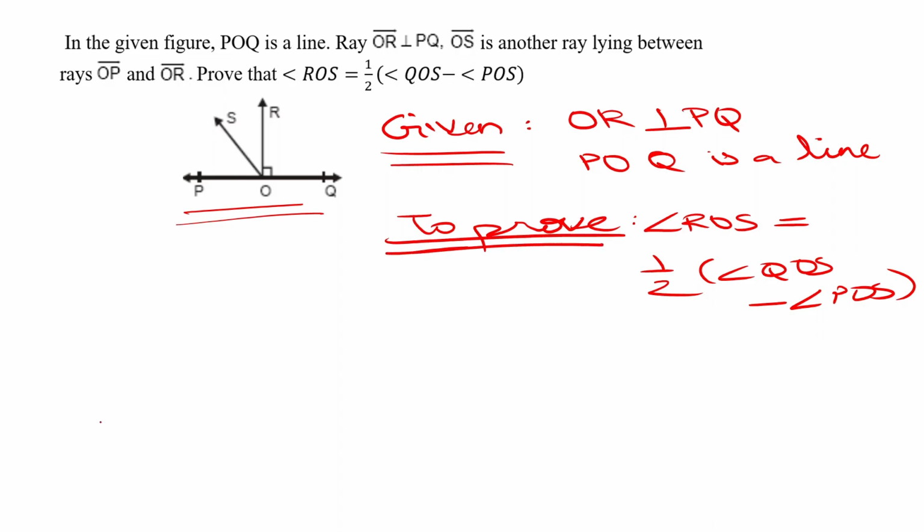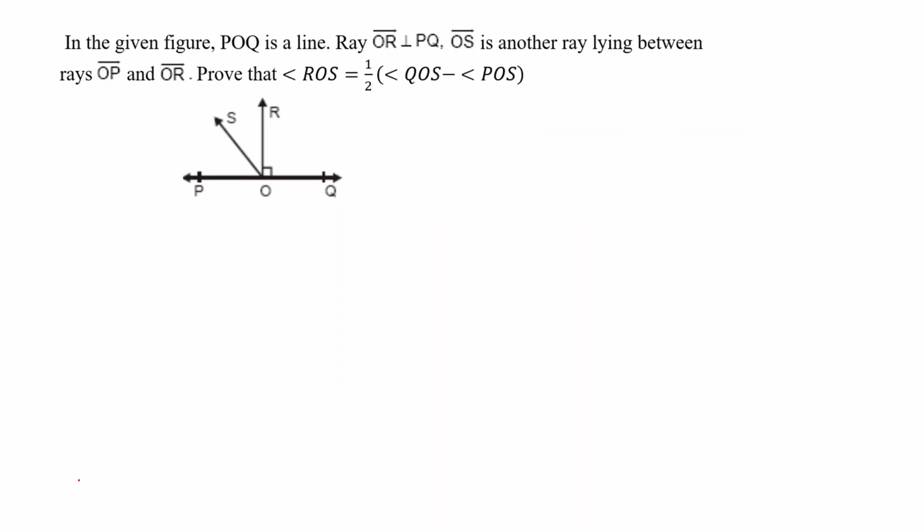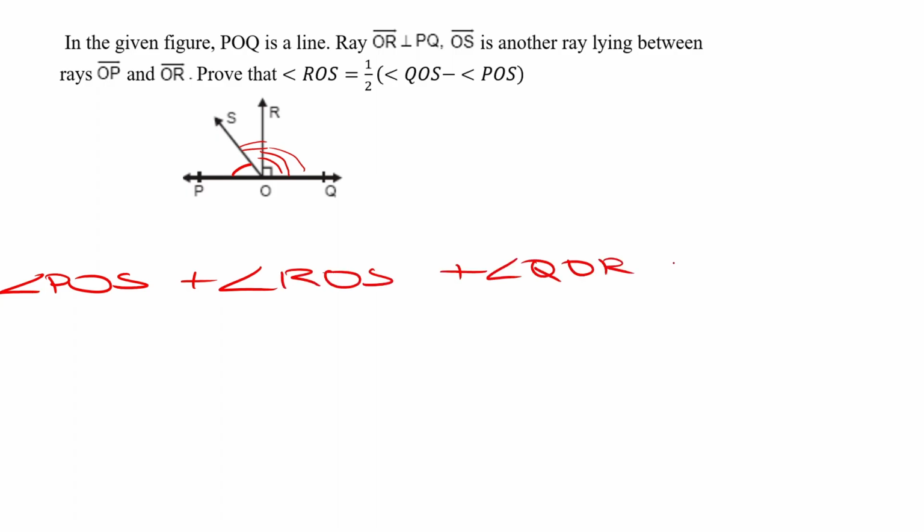So these are our given statements and the proof statement. Now let's understand how we're going to prove this. First, we know POQ is a line. Let's observe all the angles. We have POS, ROS and QOR. Since it's a line, can we say all of them add up to 180? Absolutely. So POS plus ROS plus QOR is equal to 180. First statement, we've got that.